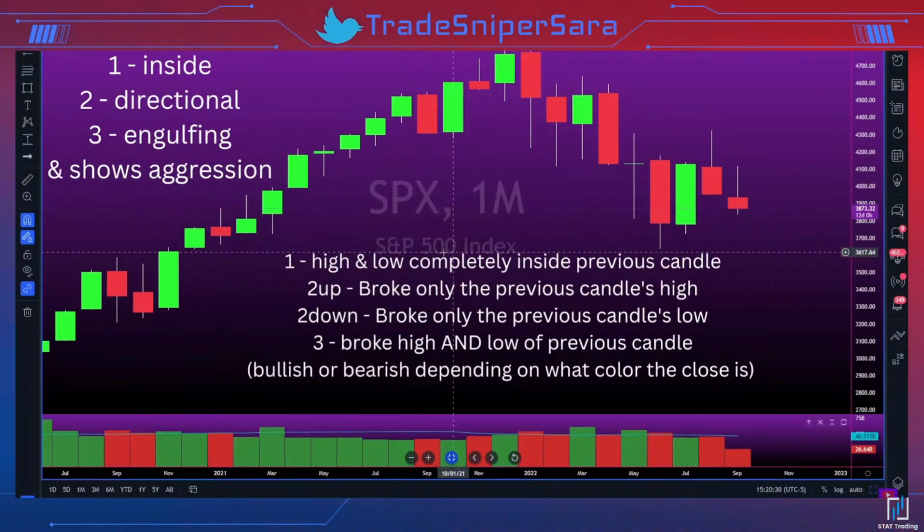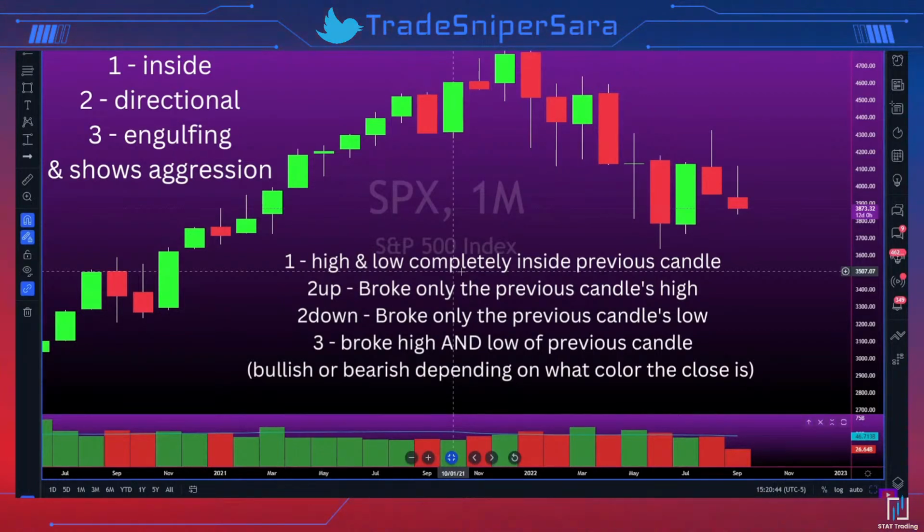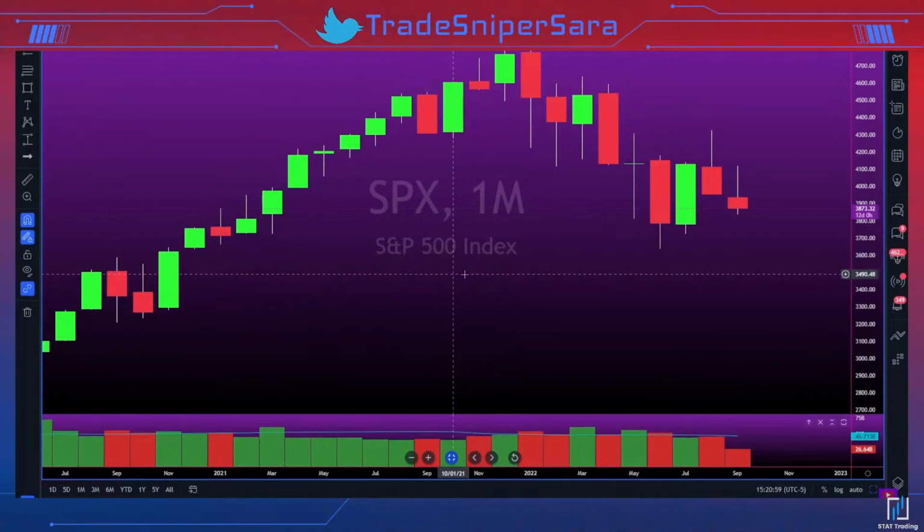Okay, the 1, 2, 3s of the strat. There are only 3 actual candlestick types. You have an inside bar, which we refer to as a 1. You have a 2, which is a directional bar, and 2s can have 2 directions. You can have a 2 up or a 2 down. And then there are 3s, which are often referred to as engulfing candles. So we're going to talk about them.